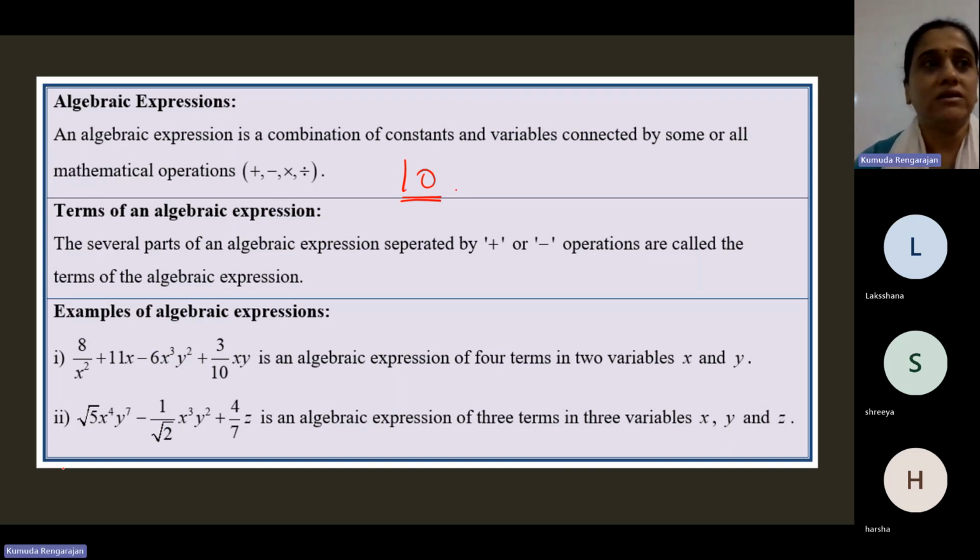What is a variable? A variable is also a symbol that can assume or that can take any numerical value.